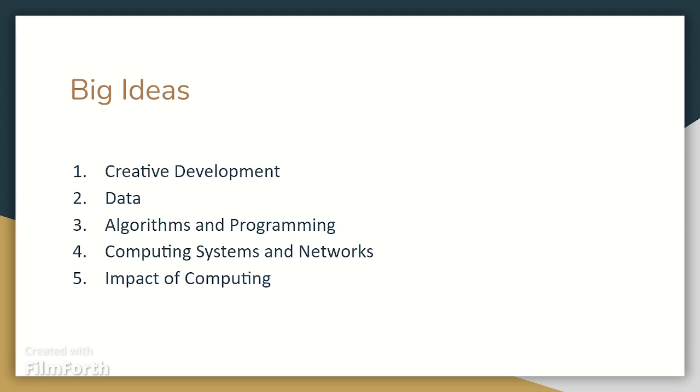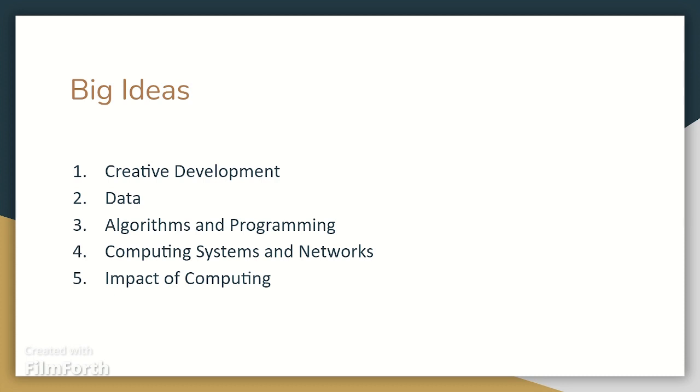The first topic is creative development. Creative development focuses on collaboration, program function and purpose, program design and development, and identifying and correcting errors in programs. The second big idea is data. In regards to the AP exam, all you need to know for data is binary numbers, types of data compression algorithms, and extracting information from data.